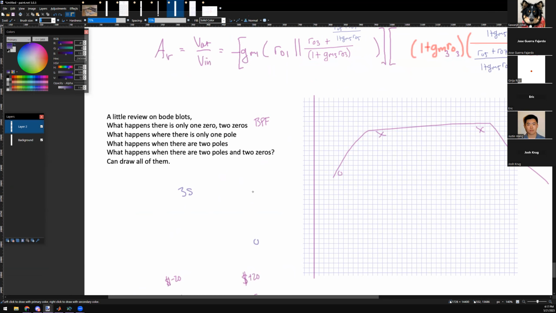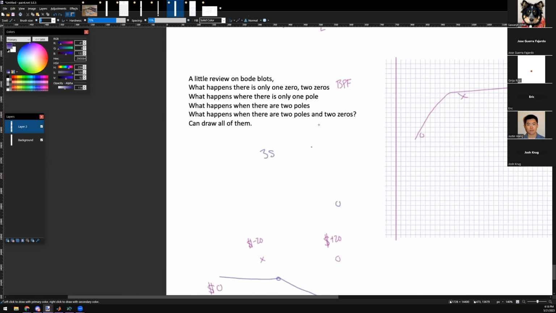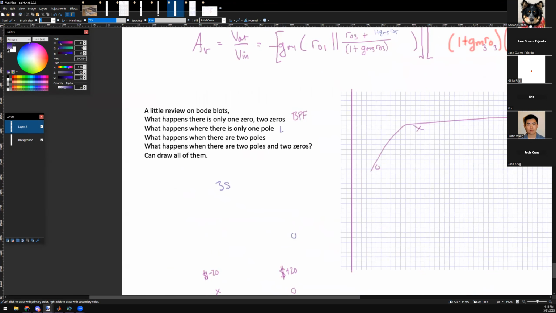And when you have two zeros, it will go up 20, then at another zero go up to 40, right? Yes. Okay. So that was my question for the first one.